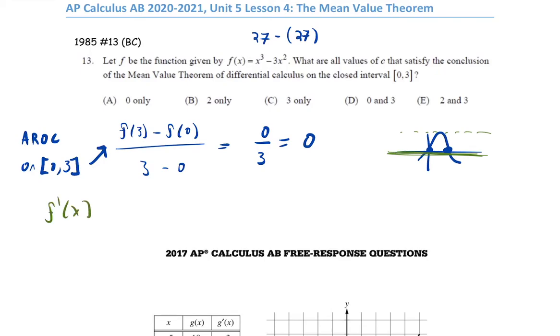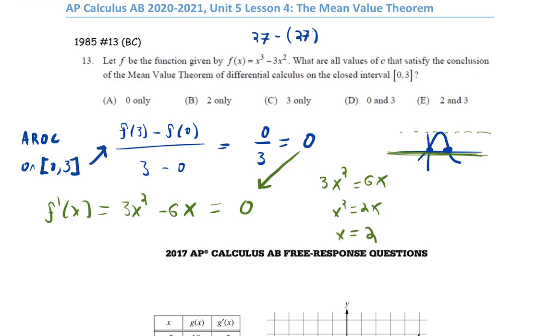f prime of x, using the power rule, is 3x squared minus 6x. So I would set that equal to 0 because I want to know when the derivative is 0. So I want to know, when does 3x squared equal 6x? Divide both sides by 3, we'll do it one step at a time. We'll have x squared is equal to 2x. Divided by x, we'll have x is equal to 2. And so this is going to happen just once at x equals 2.